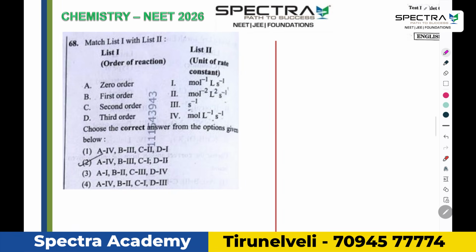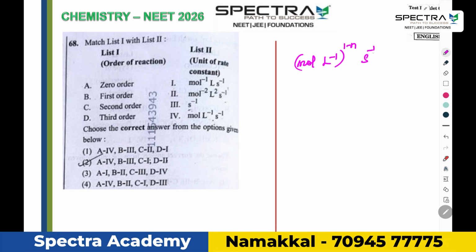Question number 68. So what is the general equation for the unit of rate constant? Moles per liter power 1 minus n, second power minus 1. Just apply this, and very easily you can predict the answer is option 2.